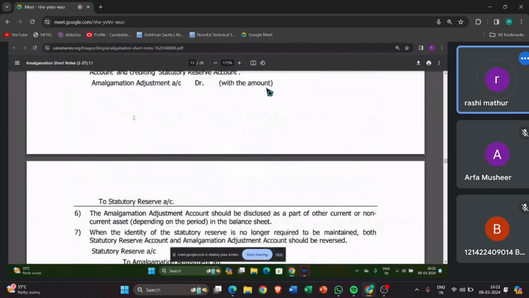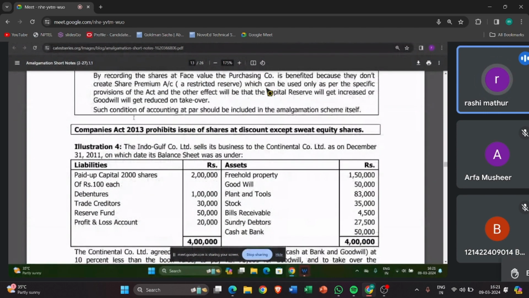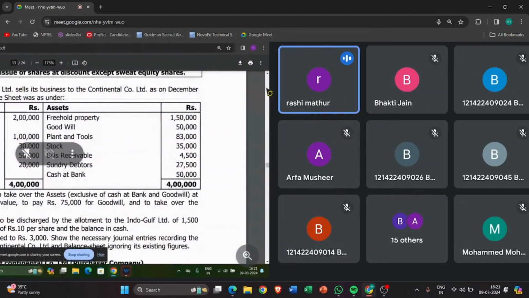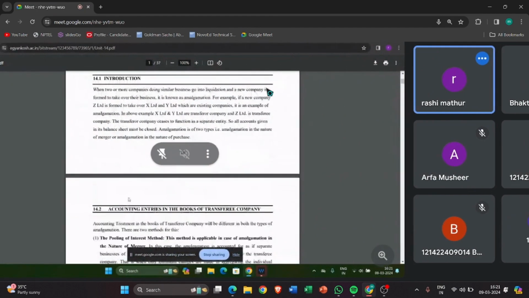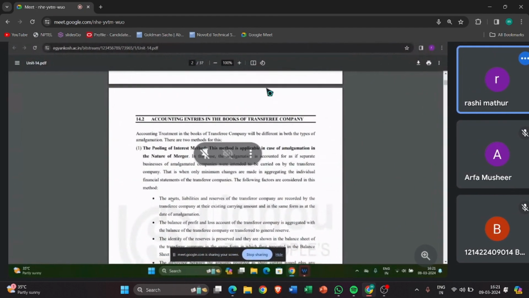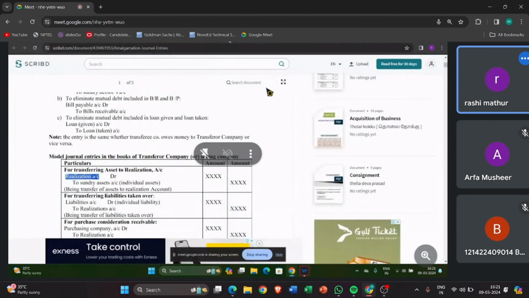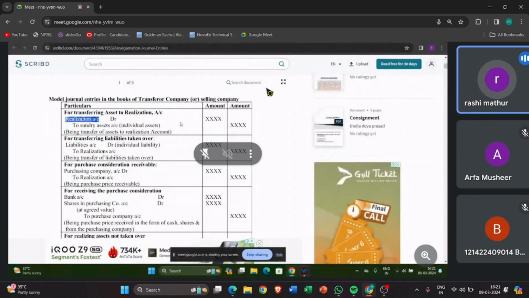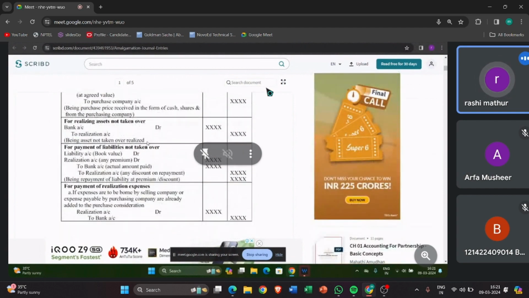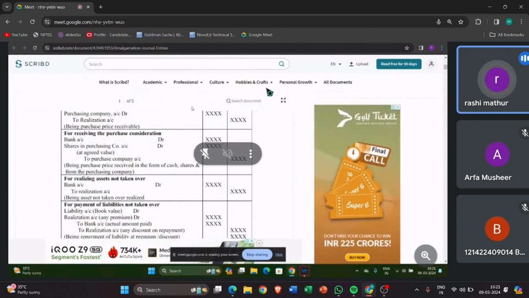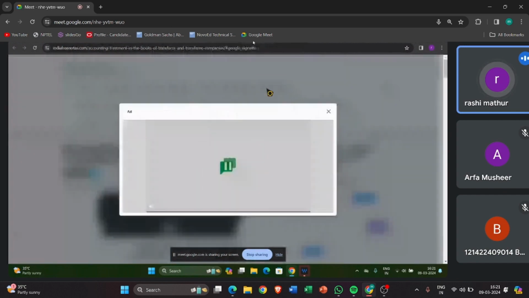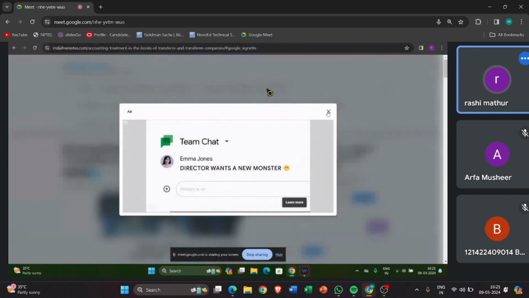Okay, clear? So with amalgamation, what theory to be learned is this. This is the same thing. This is your realization account. With this, just prepare realization account and learn how to prepare it. I'll send the format. I'll write it and send it for you. That should be easy.